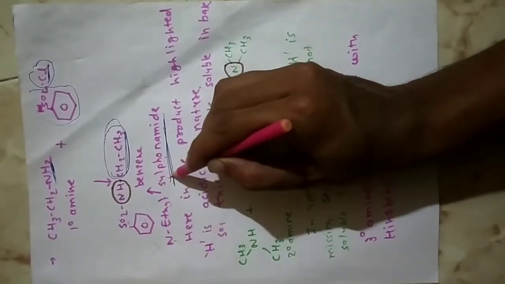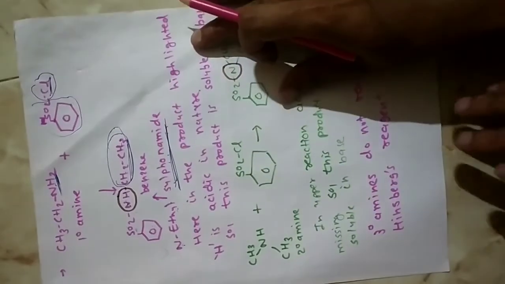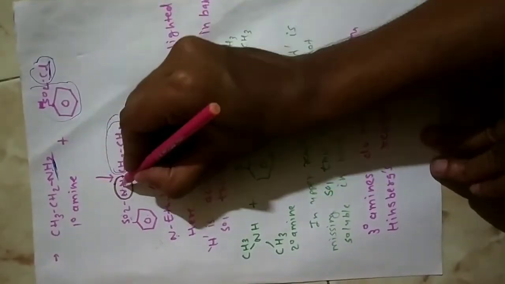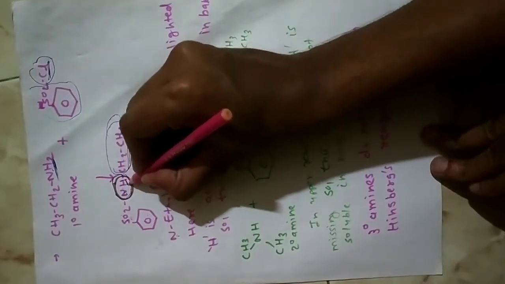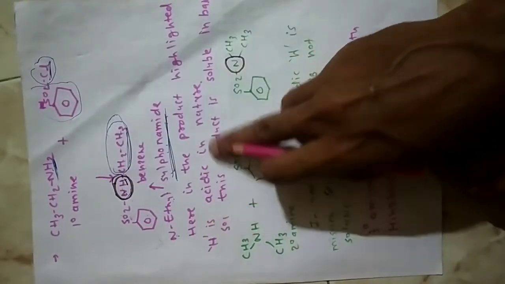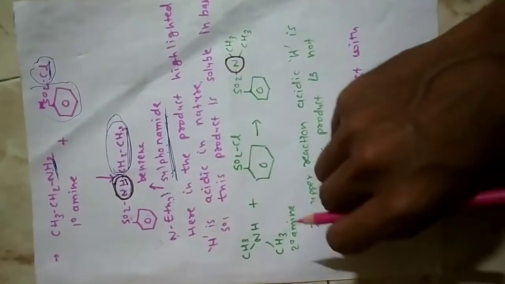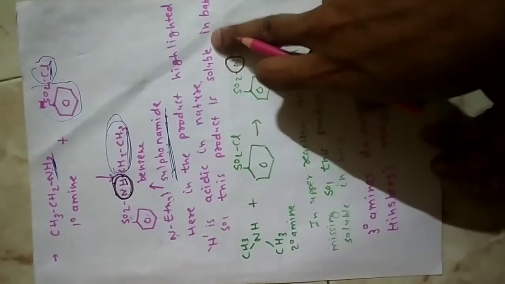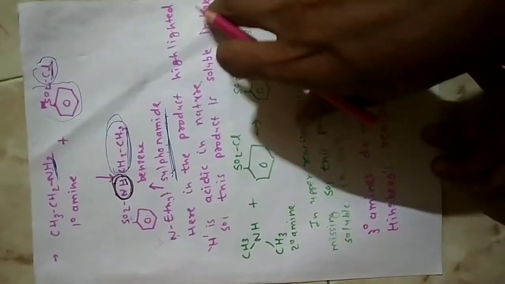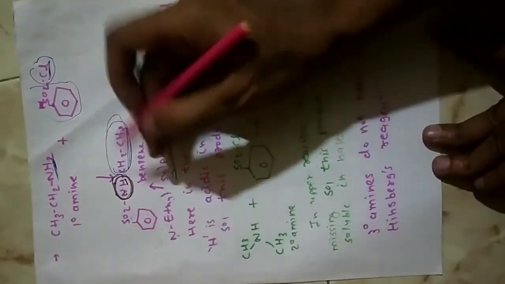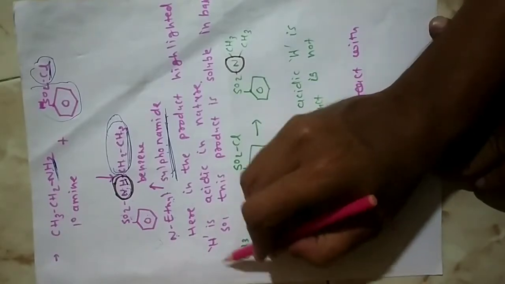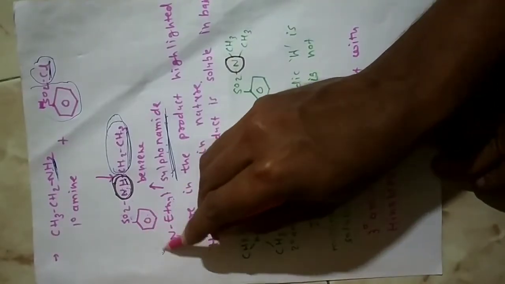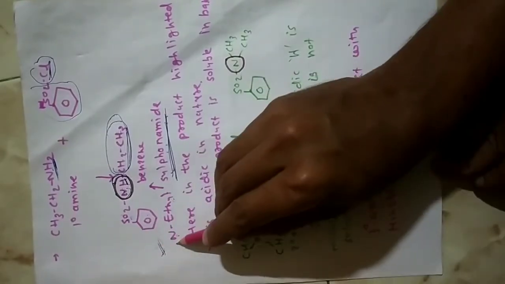Now here in this structure, this hydrogen is acidic in nature, so it is easily soluble in base. Again, this hydrogen is acidic in nature, so this whole compound is easily soluble in base.